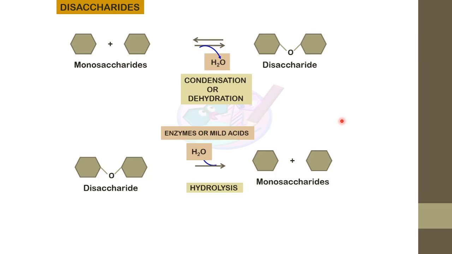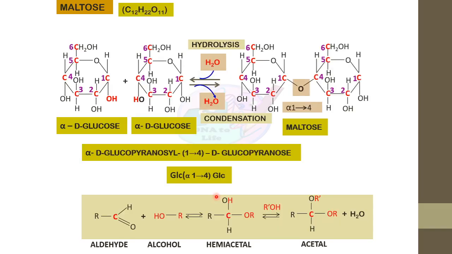What are disaccharides? When two monosaccharide units join together with a covalent linkage, they form a disaccharide, and this process is called condensation. Since water is released during this process, this is also called dehydration. And when a disaccharide unit is hydrolyzed in the presence of enzymes or mild acid, it forms monosaccharides. Since water is used for lysis, this is called the hydrolysis process. Let's talk about a few common disaccharides.